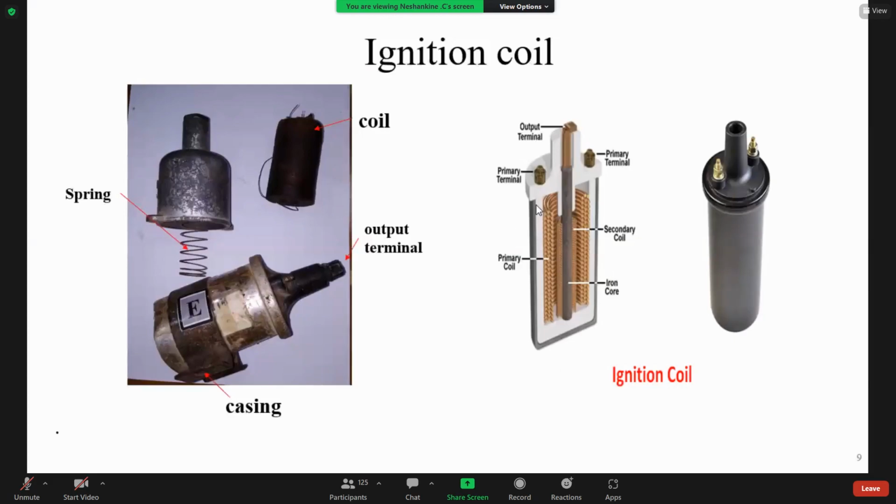Sketch this primary coil and secondary coil for your understanding.